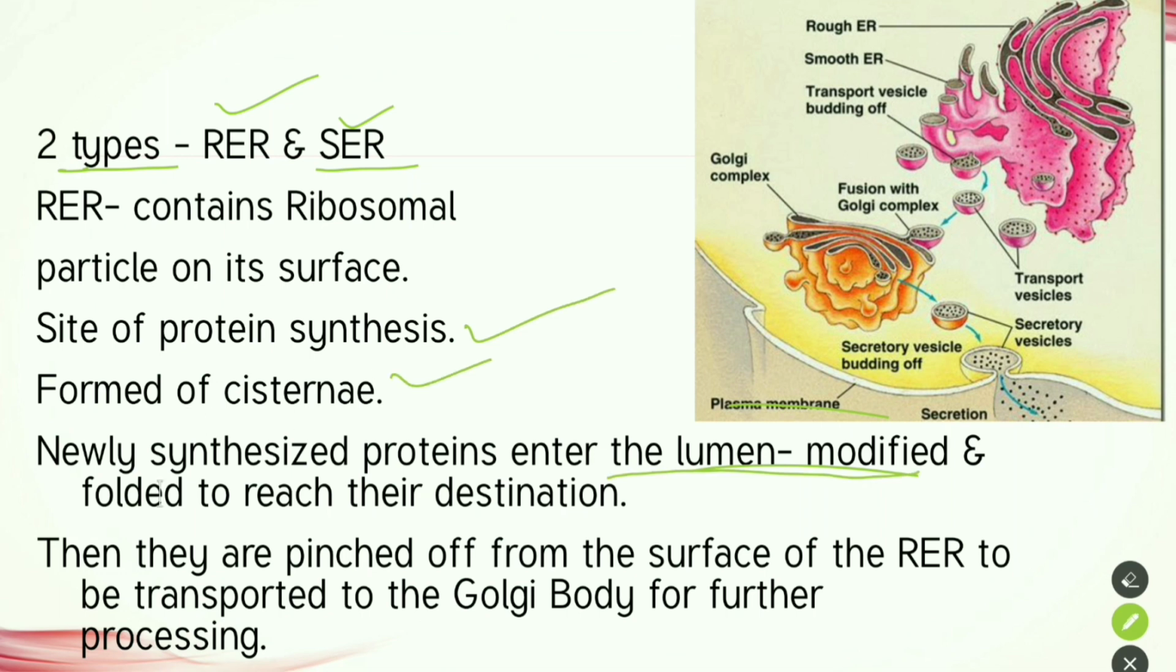What happens here? Well, newly synthesized proteins enter the lumen where they are sorted, chemically modified, folded and tagged to reach their destination. The proteins are then enclosed in vesicles which pinch off from the surface of the RER to be transported to the Golgi body for further processing. Here in the picture, you can see these vesicles entering the Golgi body. This is the Golgi body, and this is your RER, and this is the SER that we will be seeing in a short while. Now this is how it is transported to the Golgi body.